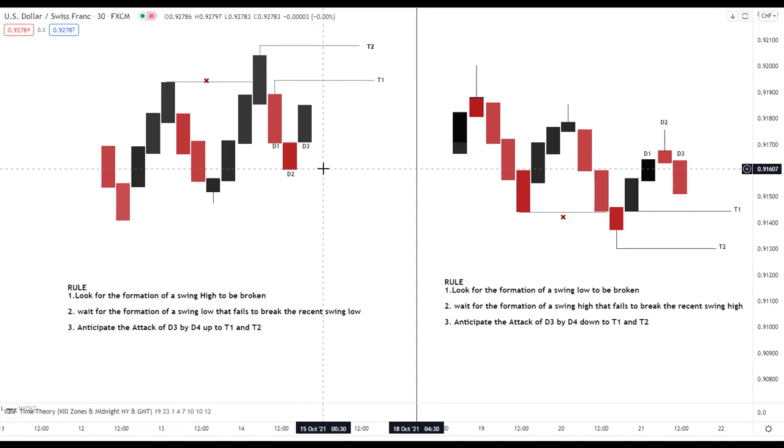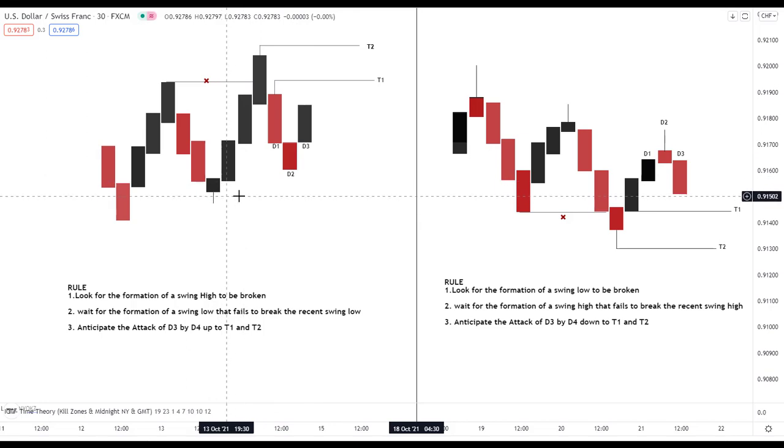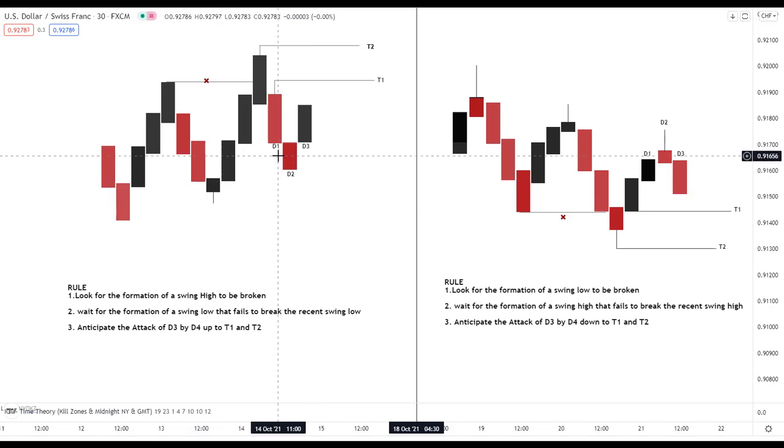We want to work within the trend. Now, we want a structure that looks like this. We want D1, D2, and D3, just like what we had here. We want candle formations that look like this. We're going to call this first candle D1, this second candle D2, and this third candle D3.